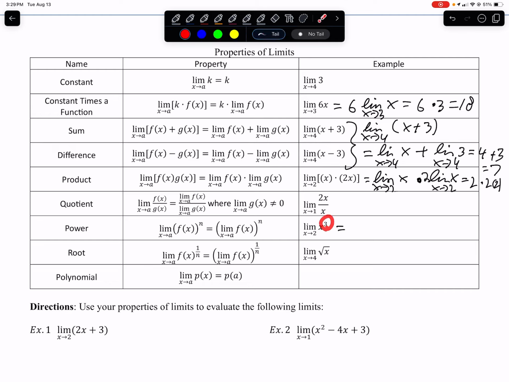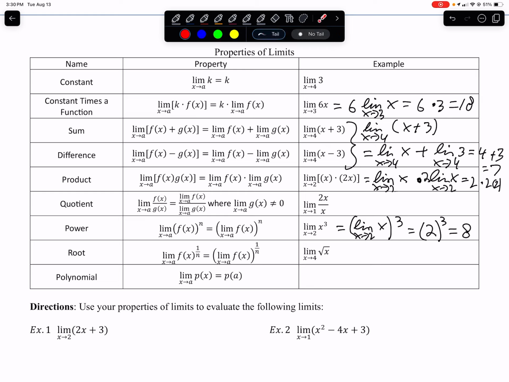So here's my exponent. Well, I can take the limit of the bottom function and then raise it to the third power. I'm going to do that. It's going to be the limit as x approaches 2 of x. Then you cube that. So you take the limit of the inside function. Well, the inside function is just x. And as we've done a million times, the limit of the inside is 2. And we leave it cubed, so the answer to that is 8.